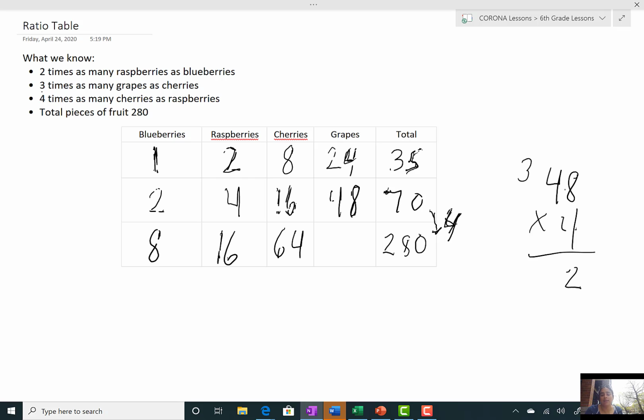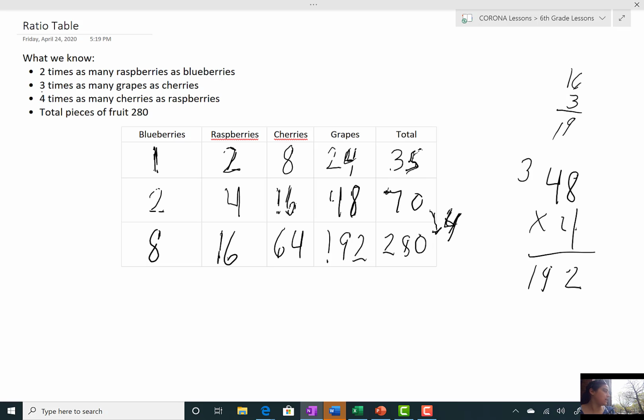4 times 4 is 16. 16 plus 3 is 19. I have 192 grapes. So this is a way to see if it works. Now, if I add up all these numbers, they should equal a total of 280.